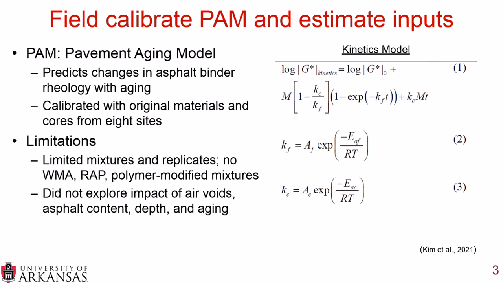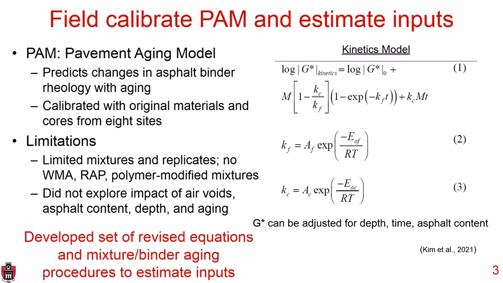So in this research, they developed some new models and new equations. You can see here an example of one of the models, the kinetic model. And you can see there's various inputs, including G star and some constants and other inputs. But what they did is they developed additional equations where G star can be adjusted for depth, time, and the actual asphalt content. And so these revised equations and enhanced mixture and binder aging procedures were used to better estimate the inputs into PAM.